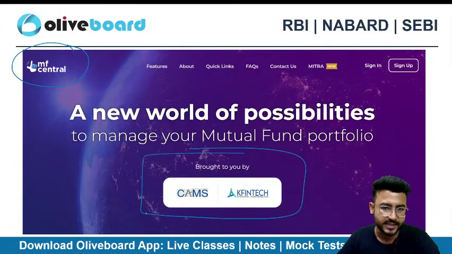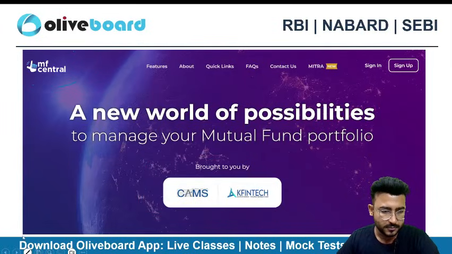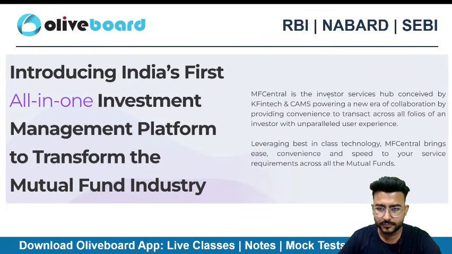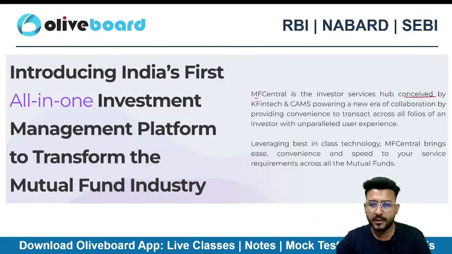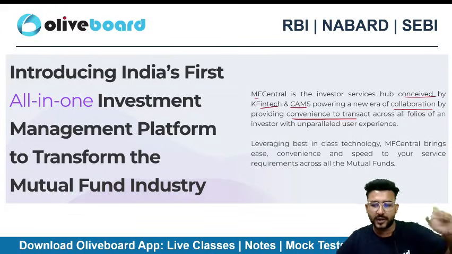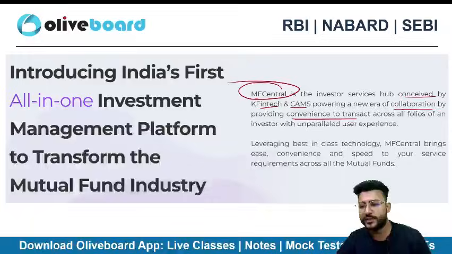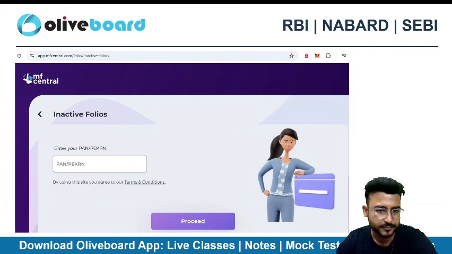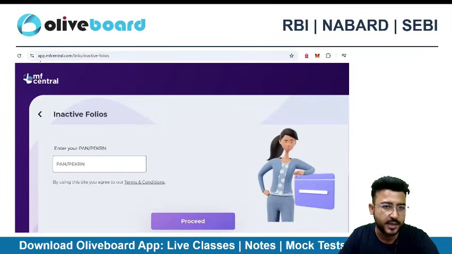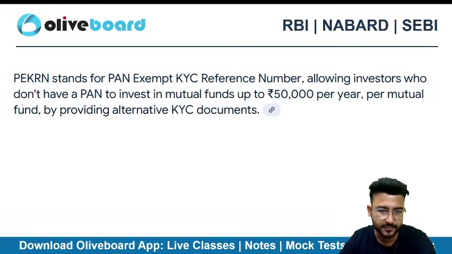So that was the real use case. So we can see here MF Central is Investor Service Hub by KFintech and CAMS, powering the new era of collaboration by providing convenience to transact. Earlier I was not having convenience. I have to log into KFintech, I have to log into CAMS as well, right? Because all the AMCs have different RTAs. Now we have Mutual Fund Central, which is a joint initiative of both the RTAs. Okay. So here you can just click on the Mitra platform. You will find inactive folios. You can definitely find your inactive folios here itself, right?